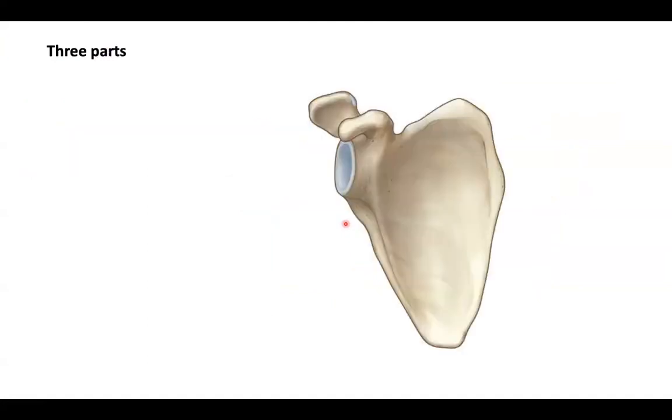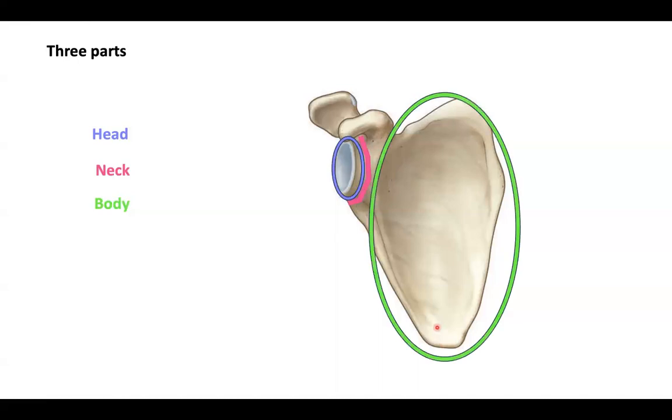And generally, we can divide the scapula into 3 parts. So it has head. The head is the part that contains the glenoid cavity. Just immediately next to the head, there is a constriction, which is the neck. The remaining major part of the scapula forms the body. So scapula has 3 parts: head, which contains the glenoid cavity, below the head, the constriction or the narrow part is the neck, and the remaining major part is the body.